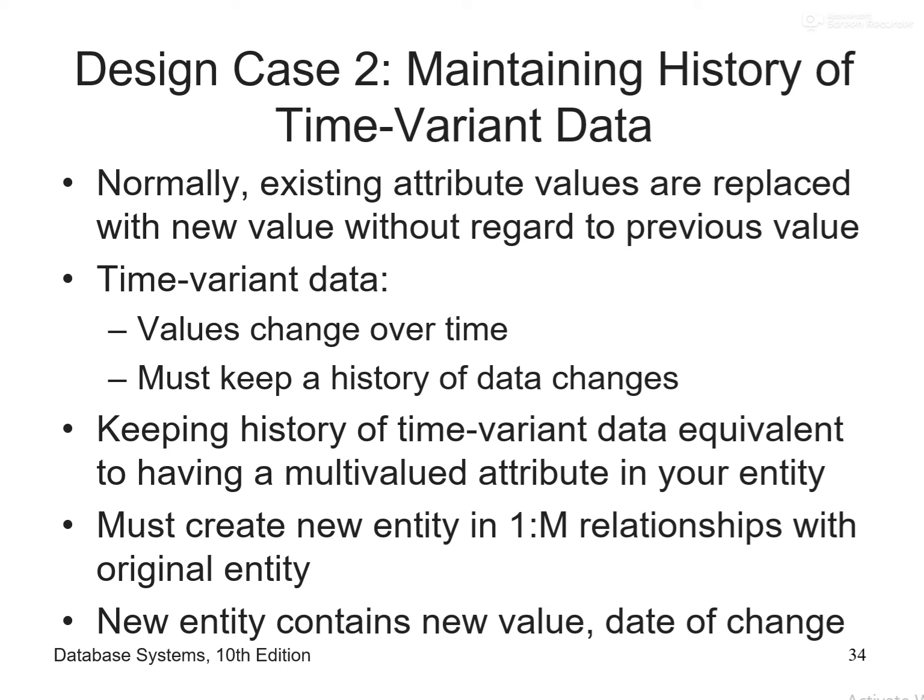But if you want to keep a record of the history of data change, then you will deal with this in the same way as a multi-valued attribute. And you know that when we have a multi-valued attribute, we create a special entity out of that attribute, and then we create a one-to-many relationship with the parent entity. The same is the case here. When you want to maintain history of time variant data, you have to create a new entity, and you have to have an attribute here with new value and date of change.